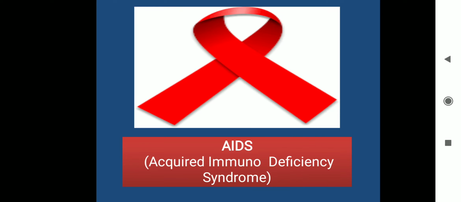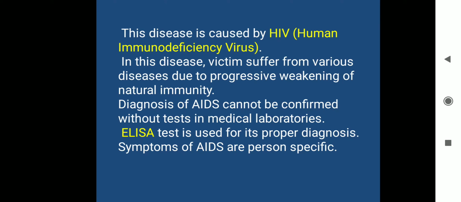Next disease, AIDS, acquired immunodeficiency syndrome. This disease is caused by HIV, human immunodeficiency virus. In this disease, victims suffer from various diseases due to progressive weakening of natural immunity. Because as immunity becomes lower and lower, we contract many diseases.